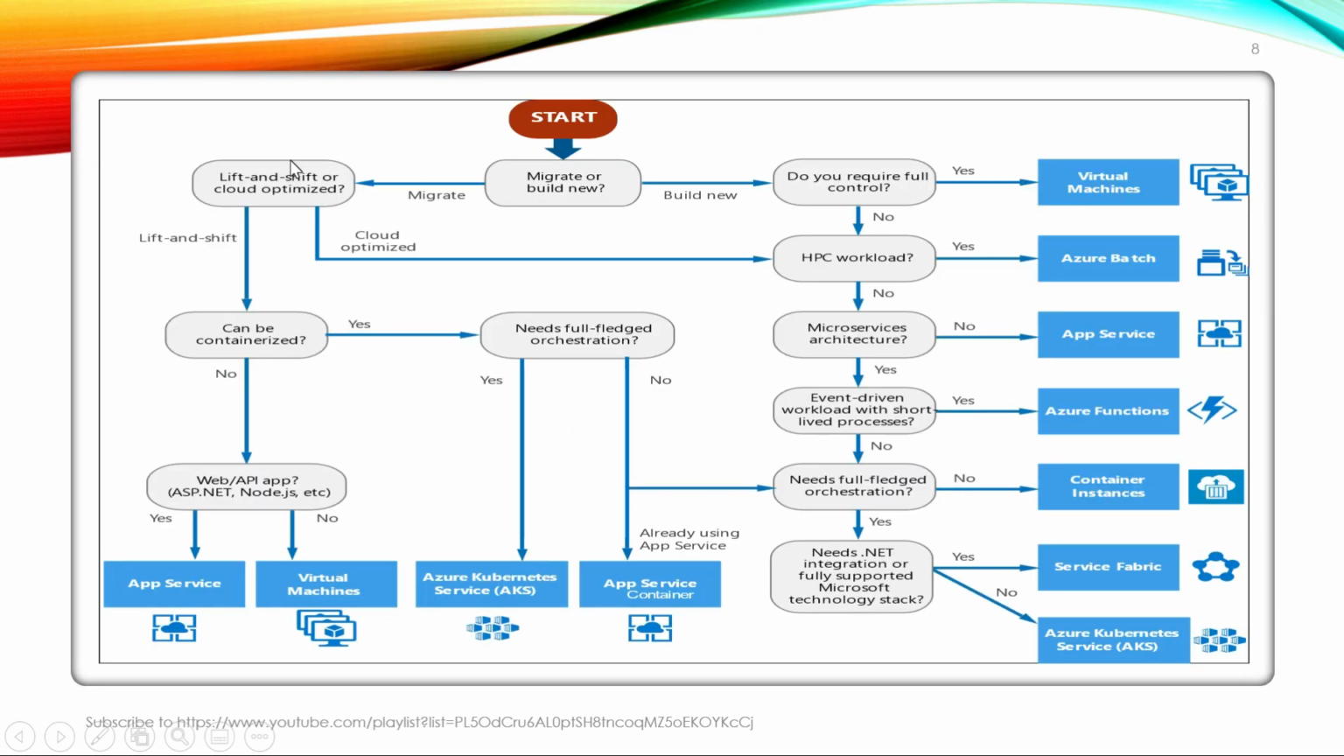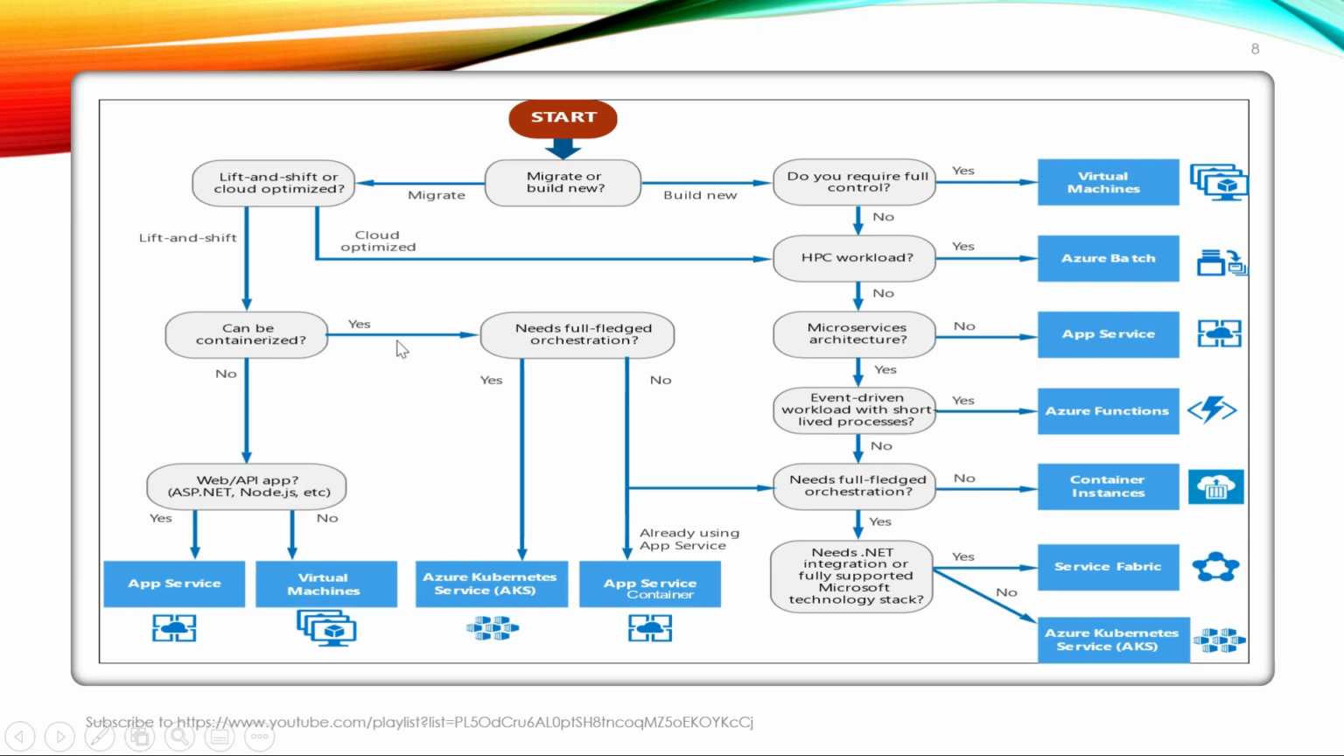Let's consider an example where you have to migrate. It's going to be either lift and shift or cloud optimized. If it's cloud optimized, then we will follow this path. But in the case of lift and shift, we'll see if it can be containerized. If it can be containerized, then we'll check if it needs to be orchestrated. If it needs to be orchestrated, then we will use Azure Kubernetes Service. If not, then we'll go with container instances.